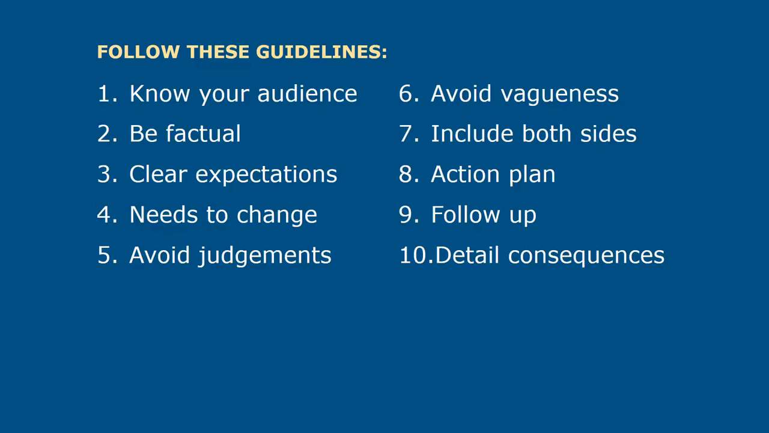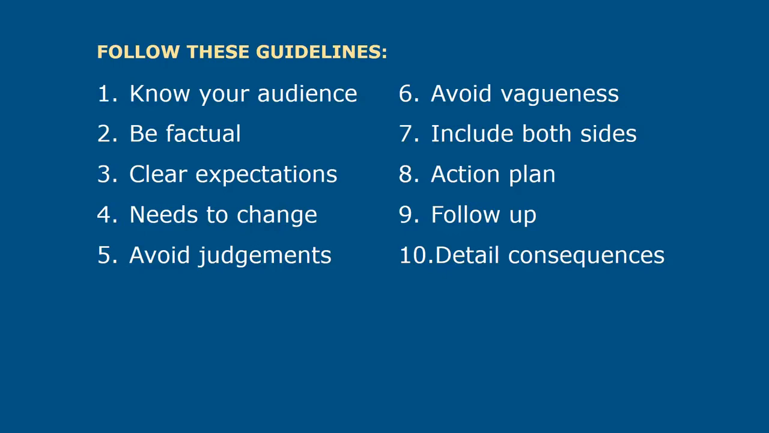Five, avoid judgments. Don't use words such as always or never. They're broad, which can easily be disputed by employees. Number six, avoid vagueness. Avoid vague phrases that could produce grounds for discrimination. Number seven, include both sides. Include the employee's explanation for their conduct and behavior. Showing multiple perspectives demonstrates fairness in the process.